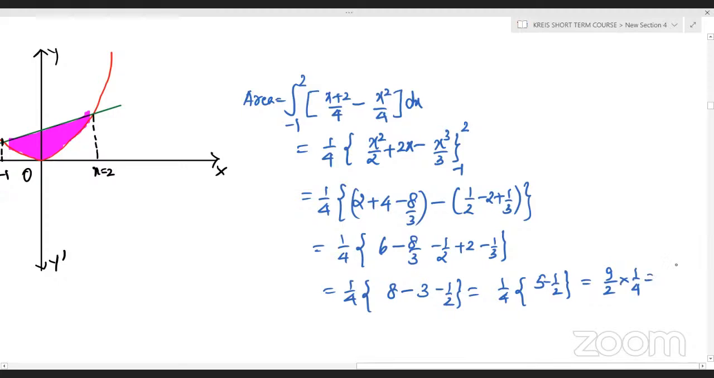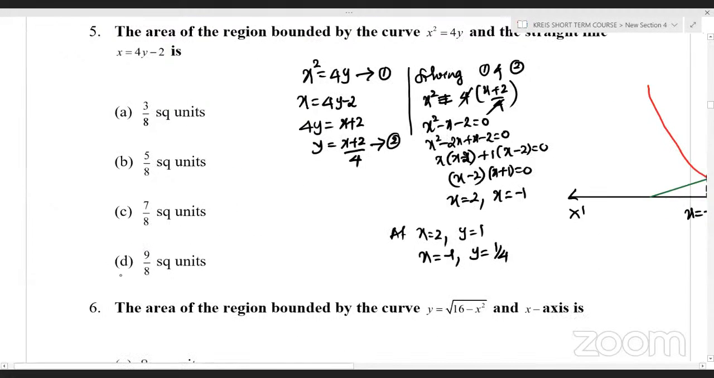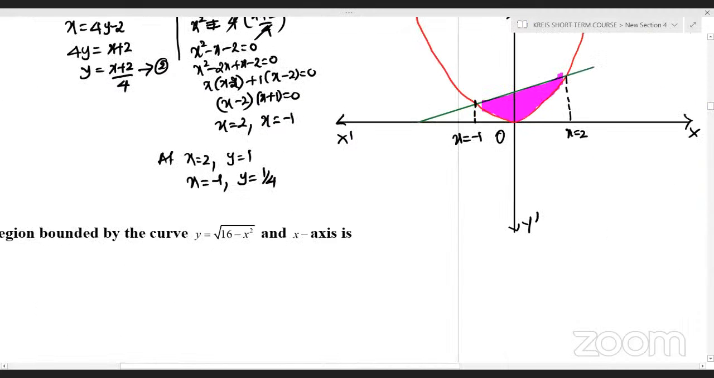So the answer for this is going to be 9 divided by 8 square units you are going to get. 9 by 8 square units. So option D is going to be the right choice for this one.